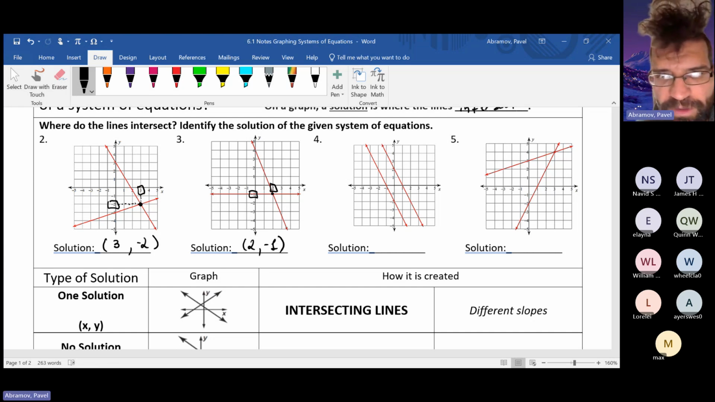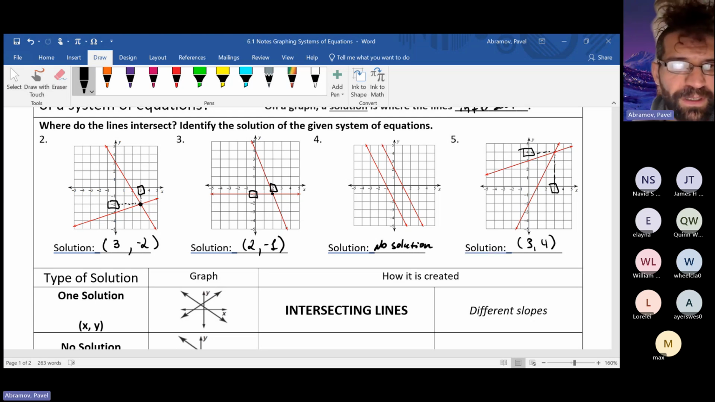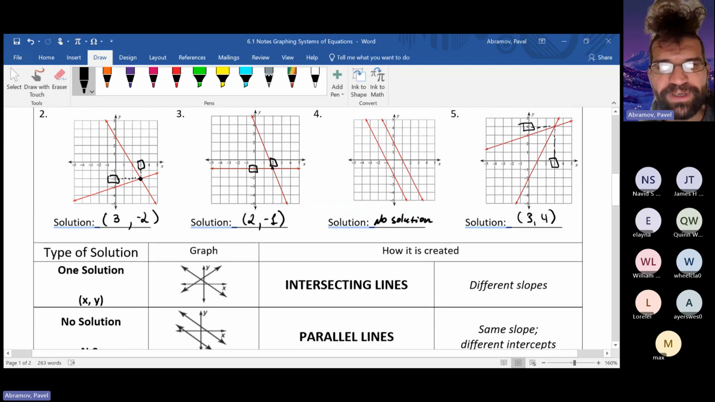Now, for the next example, we have two lines that are parallel. Therefore, they never intersect. Well, if the point of intersection is a solution and these lines never intersect, well, then there are no solutions. No solution. And then for the last example, we can see the point of intersection, where the x-coordinate is 3, and the y-coordinate is 4. Okay, so that's if your graph's already done for you.